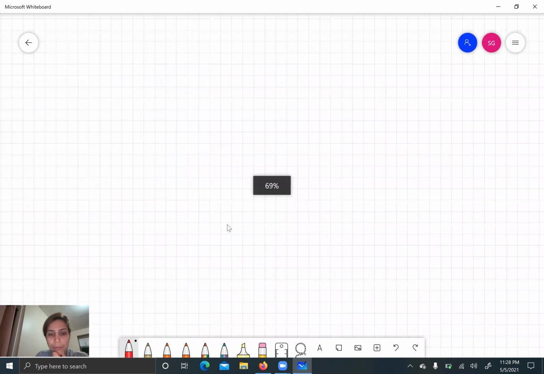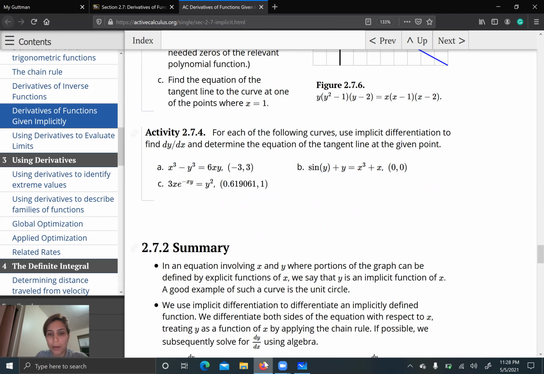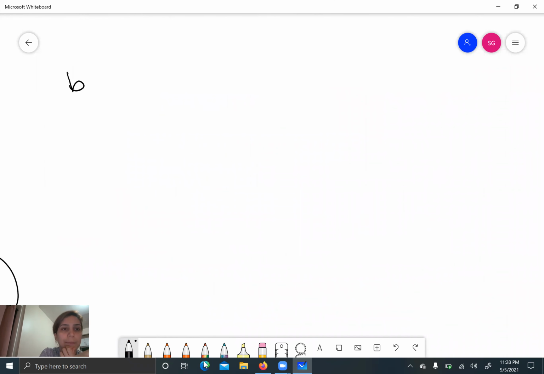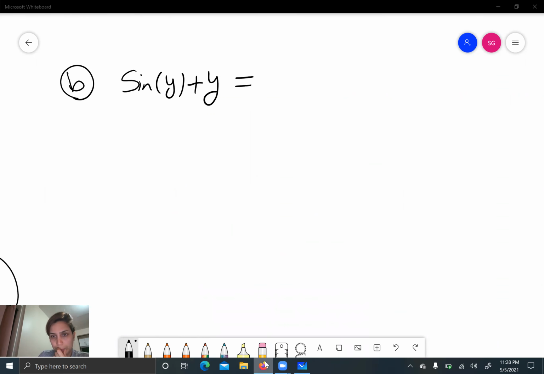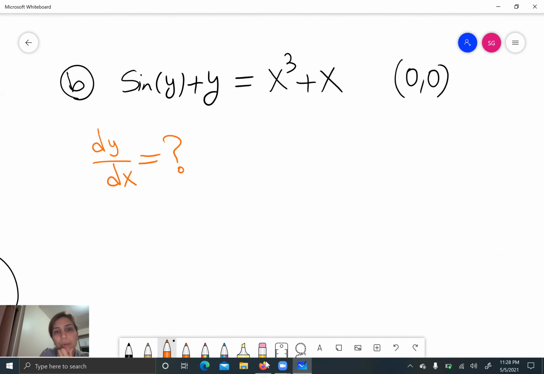Okay, so here we have part B: sine of y plus y equals x cubed plus x. The question is, find dy/dx, the derivative of y with respect to x, and also find the equation of the tangent line at this given point.